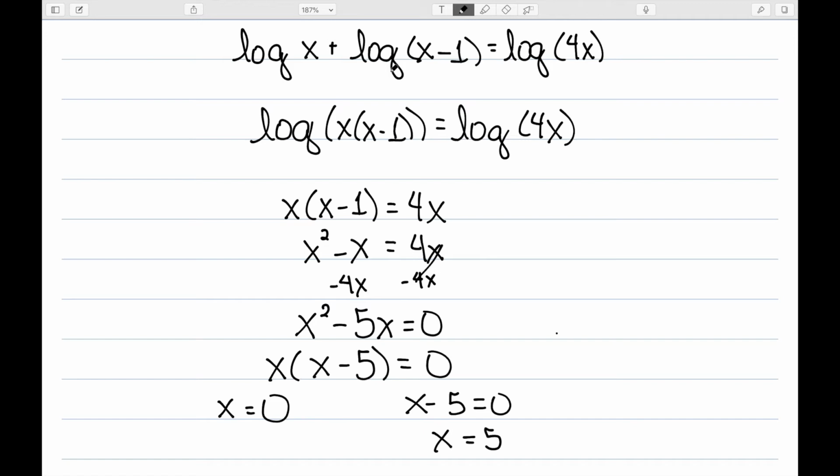If I stick in 0, I have log of negative 1, which is bad. I cannot take the logarithm of a negative number. If I stick in 5, I have log of 5, that's fine. Log of 4, that's fine, and log of 20, that's fine. So my solution is just x equal to 5.